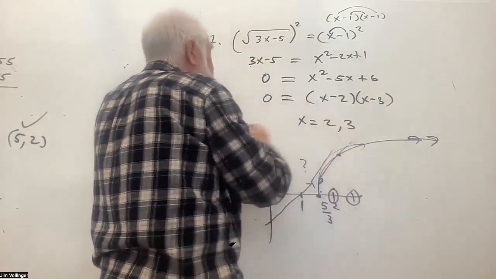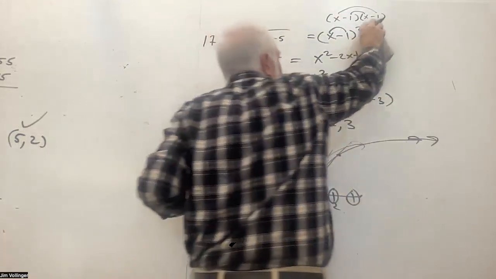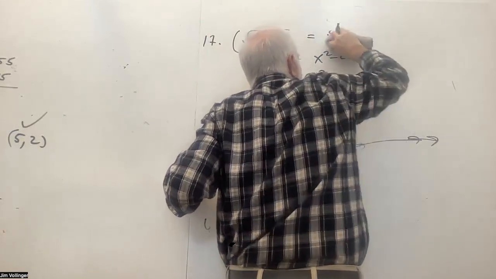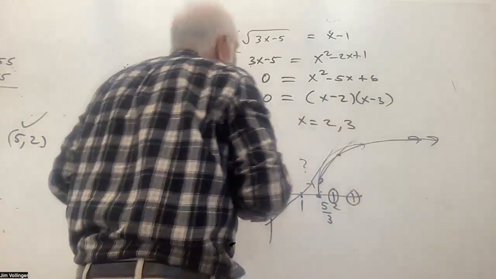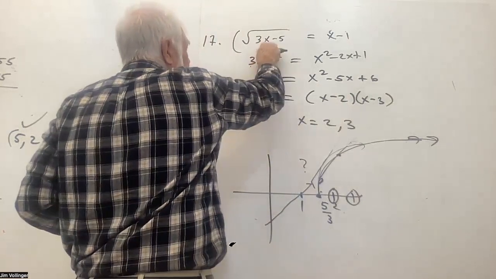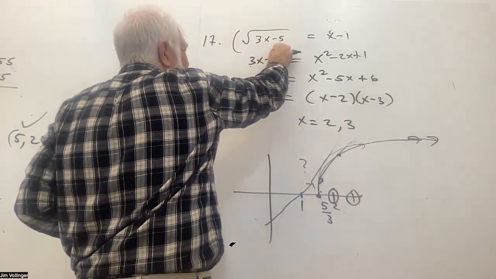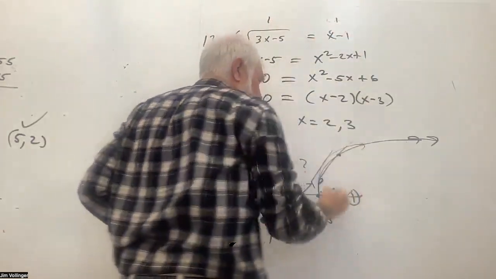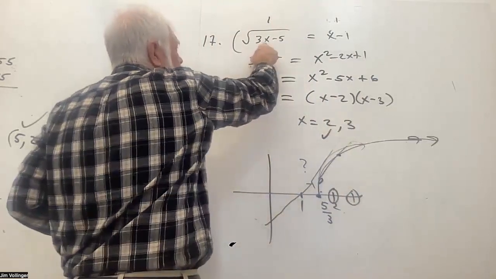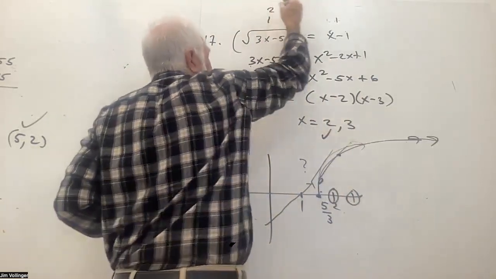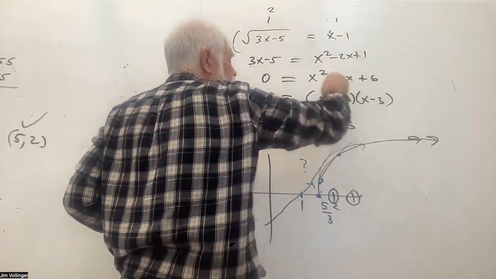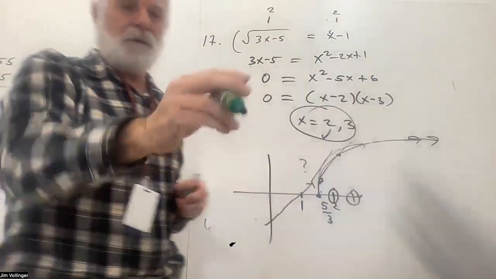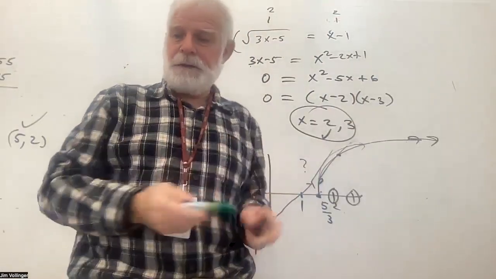But we really should check this in the original. Because when you square, you bring in extra answers sometimes, and it's still possible. Although I don't think it's like that, so let's check it out. 3 times 2, 6 minus 5 is 1. The square root of 1 is 1. And 2 minus 1 is 1. So the number 2 works. Now we try 3. 9 minus 5 is 4. The square root of 4 is 2. And 3 minus 1 is 2. Yes, they both work.